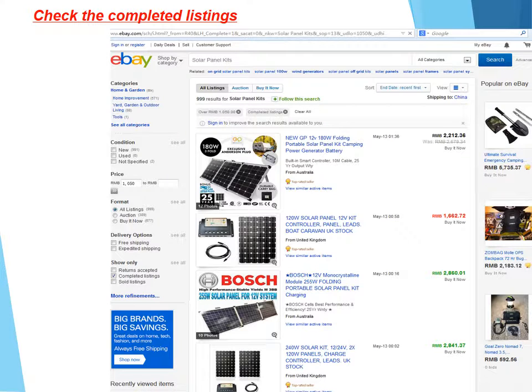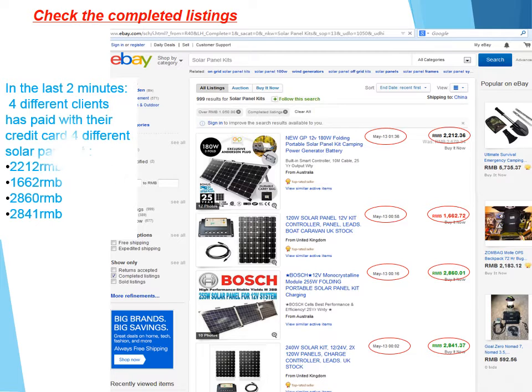What you should pay attention to is the completed listings. You see, when you're searching, on the left in the menu, you can say I want only the completed listings, which means the product was sold, where people bought it. So like this, you can see that every 2 minutes there is a solar panel sold, and the price is around 1,600 RMB to 2,800 RMB. It will depend on the quality, on what you're selling, which kind of product you're selling.